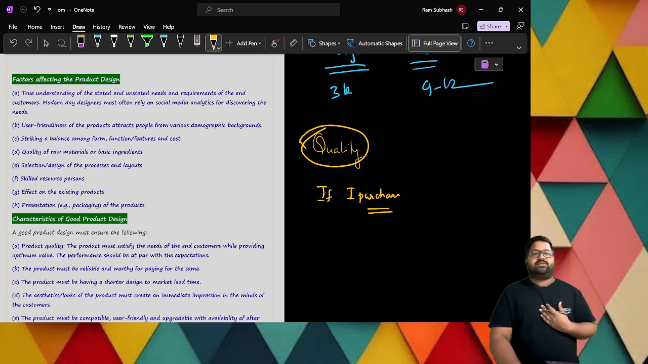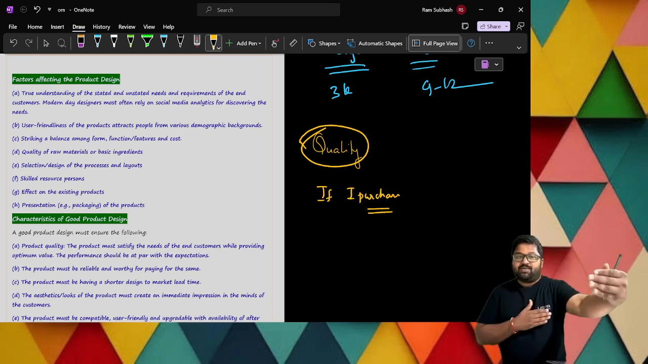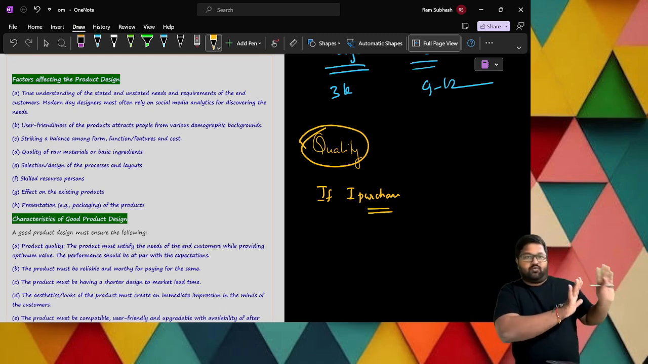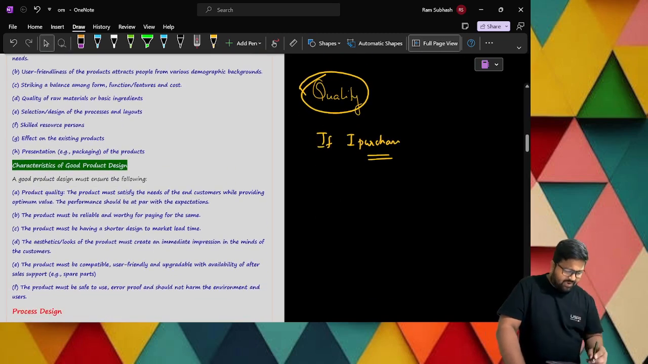For example, I purchased a mobile. It should serve the purpose of the services being rendered. For example, I want to have browsing, I want to use YouTube, and I also send mails. These things should be served. The purpose should be served. And it should be safe for me. If I'm using a mobile and it is giving extra radiations beyond some limits which cause severe problems to me, it is really not a quality product.